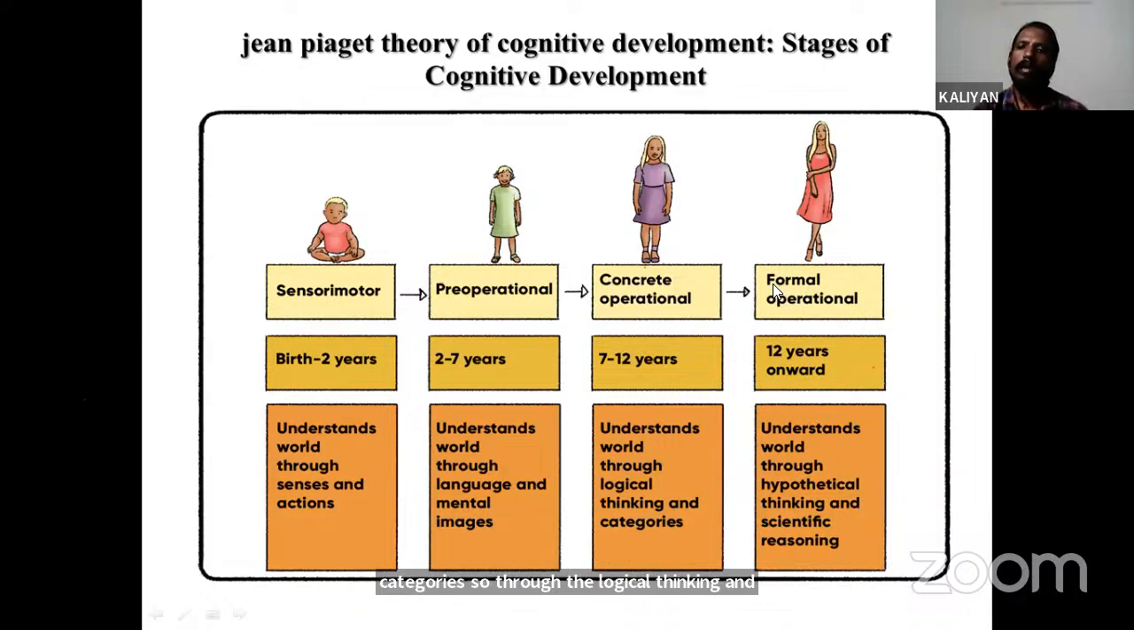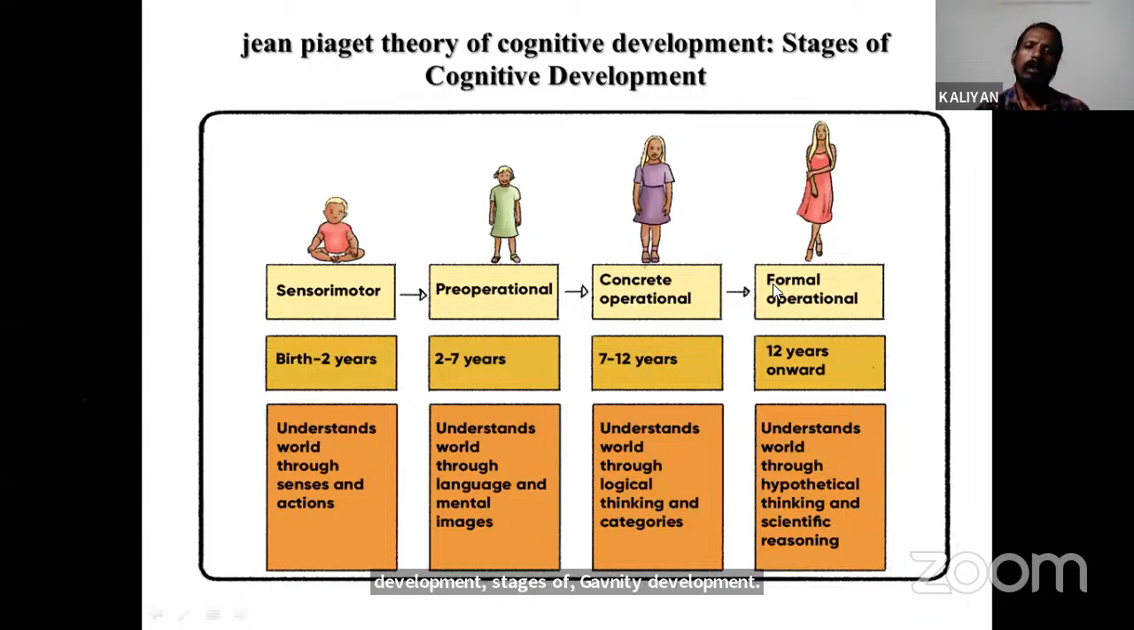And the fourth and final one is the formal operational, from 12 years to life expectancy. In this stage we understand the world through hypothetical thinking and scientific reasoning. These are the stages of cognitive development given by Jean Piaget's theory.